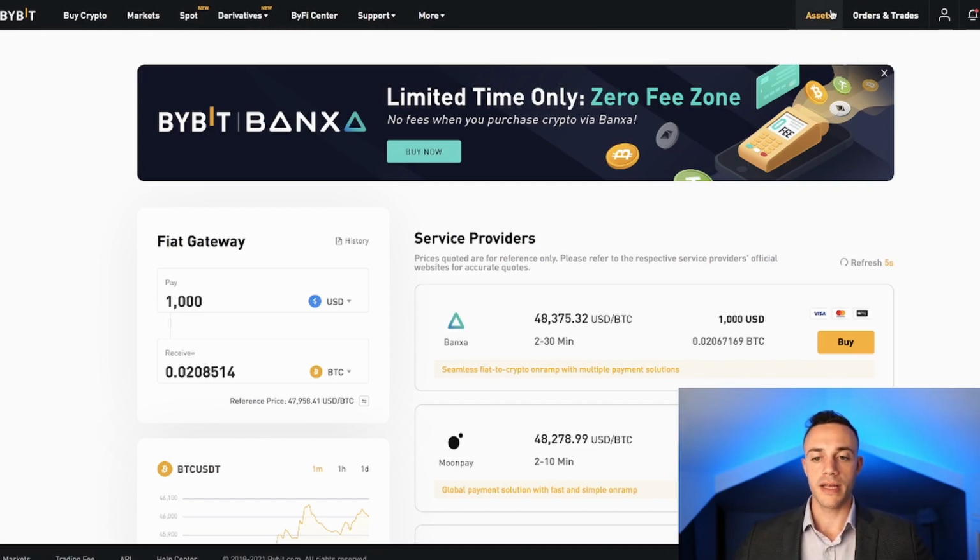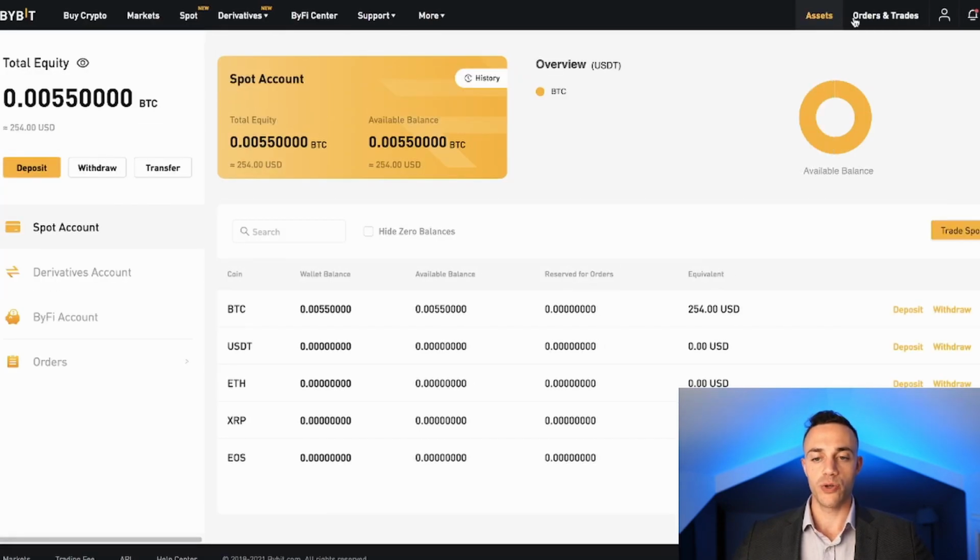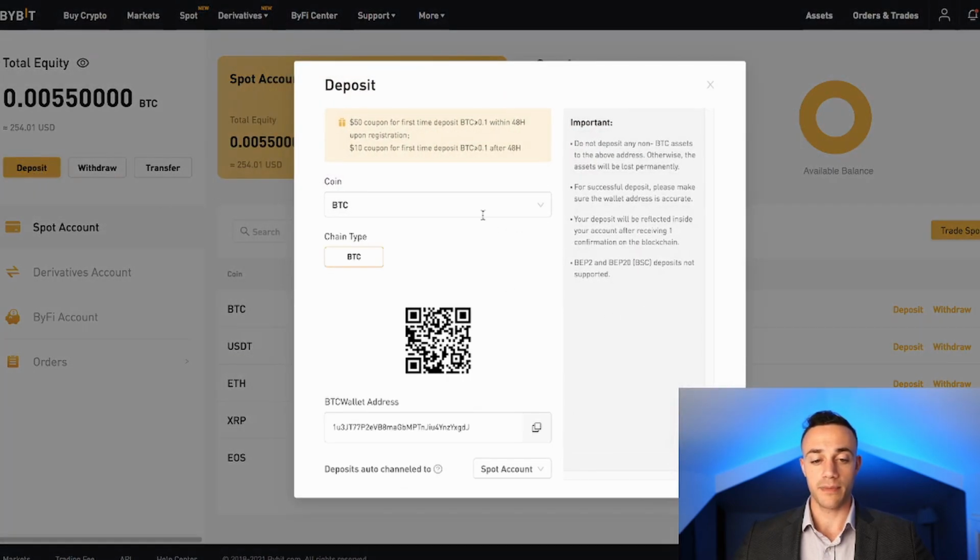However, me personally, I do just like to send in assets that I already own. So in order to do that, over here in the top right, it will say assets. You're going to want to click on that. This is going to take you to your account balance screen. So in order to deposit funds into your account, over here on the left side of the screen, it says deposit. You're going to want to click on that. And as you can see, you can select Bitcoin, Ethereum, EOS, XRP, or Tether as your assets to deposit.